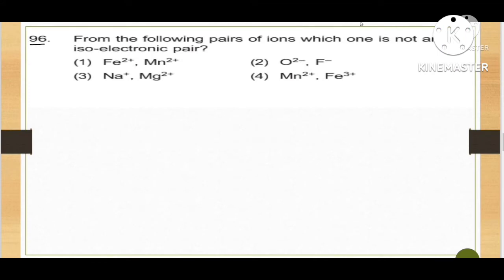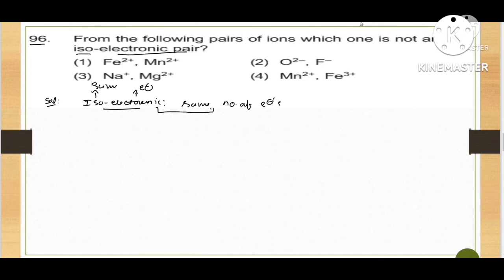Now let us discuss question 96. From the following pairs of ions, which one is not an isoelectronic pair? Let us first try to understand what is meant by isoelectronic. Iso means same, electronic means electrons. That means pairs having the same number of electrons are called isoelectronic pairs.